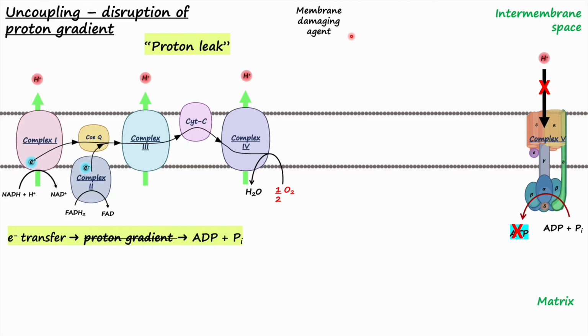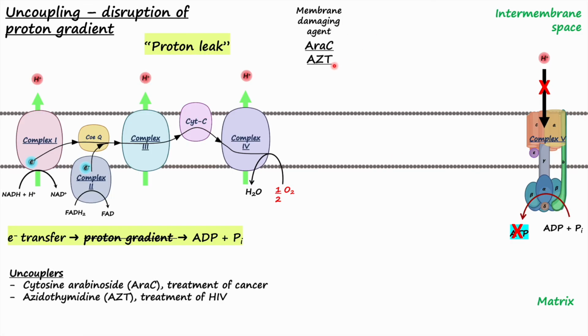First is the membrane damaging agent. To give you an example, they are Ara-C and AZT. So the first uncoupler is cytosine arabinoside, which is used in the treatment of cancer, and AZT, which is azidothymidine, which is used in the treatment of HIV. So these uncouplers actually break down the structural integrity of the mitochondrial membrane and render the inner mitochondrial membrane permeable to protons. That means damaging the membrane can allow protons to re-enter the mitochondrial matrix.